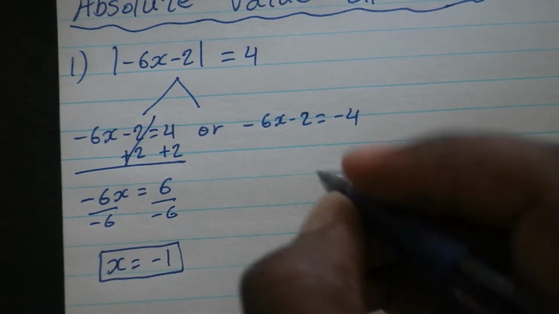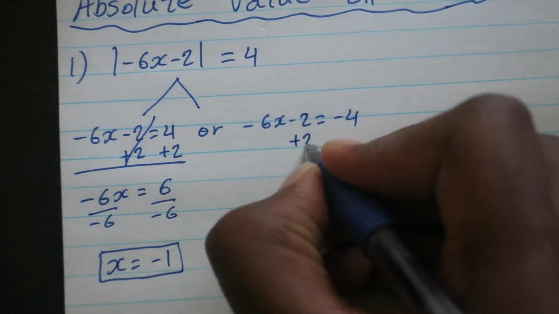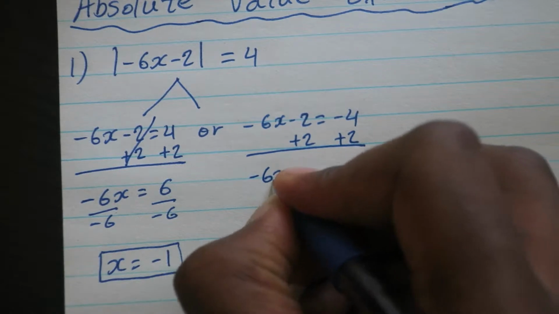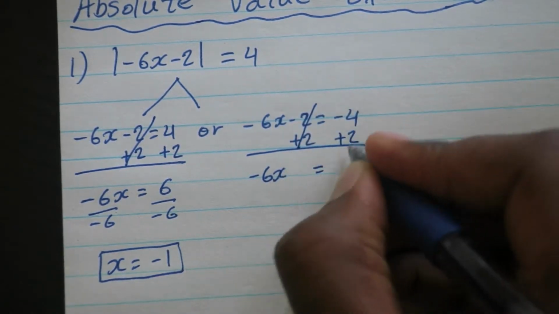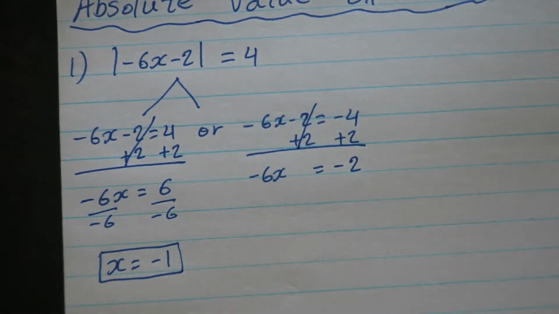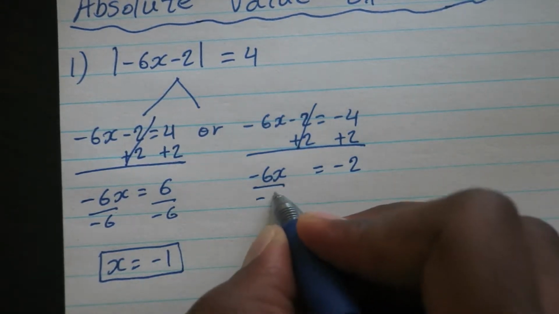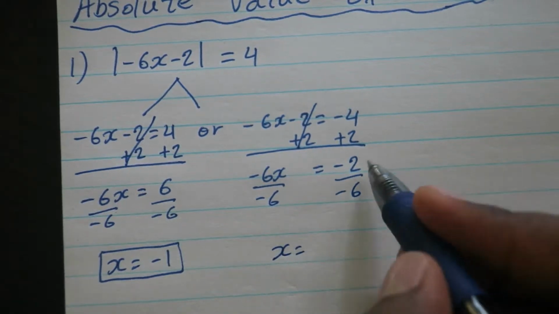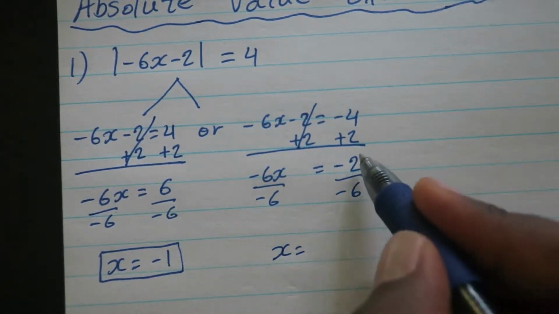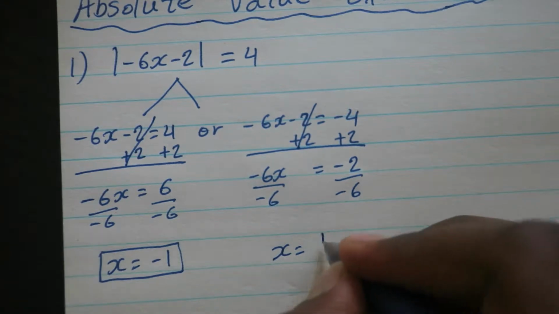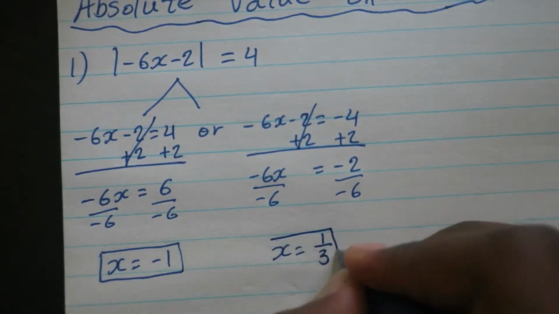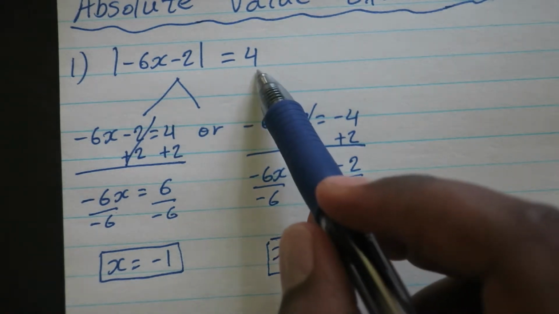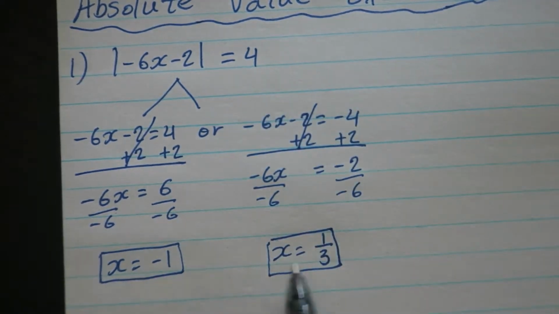That's one solution. And then over here, do the same thing. Plus 2, add straight down, you get a negative 6x. This cancels, equals negative 2. Inverse of multiplication is division, so we divide by negative 6. X equals negative divided by negative is positive, and 2 over 6 can be reduced to 1/3. So if your k value is positive bigger than 0, you're always going to end up with two solutions.